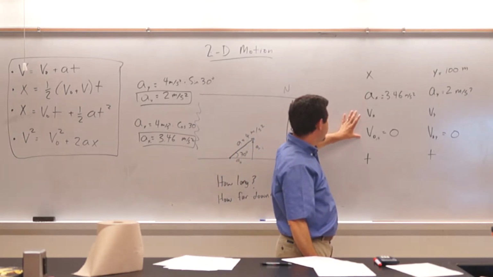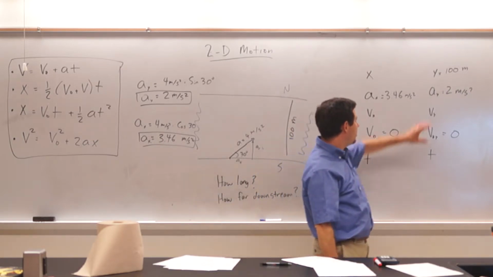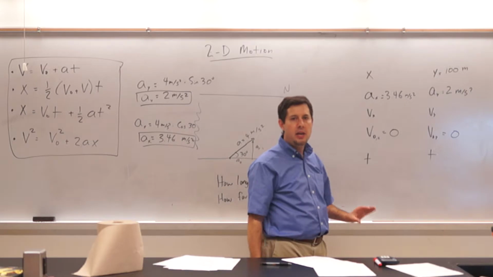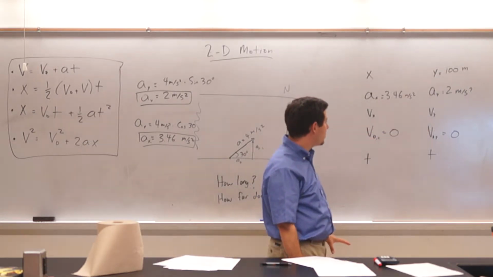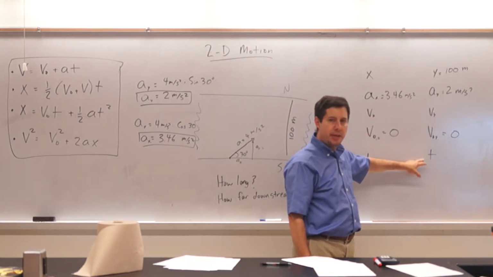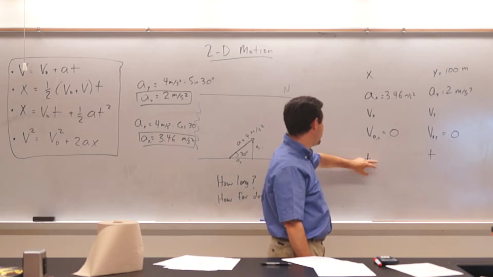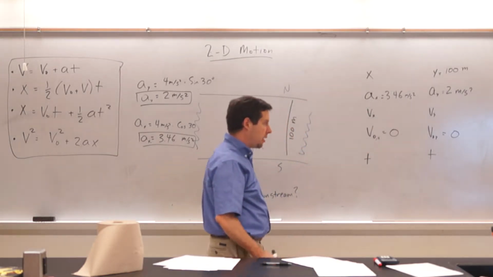You'll notice that we only have two variables right here in the x direction that we know, but in the y direction we have three variables. And knowing three variables, we have enough to find the other two. So what we're going to end up doing is working first with the y direction and finding time. Once we get time, we put it in here. Then we have the three variables we need to solve the x direction motion.